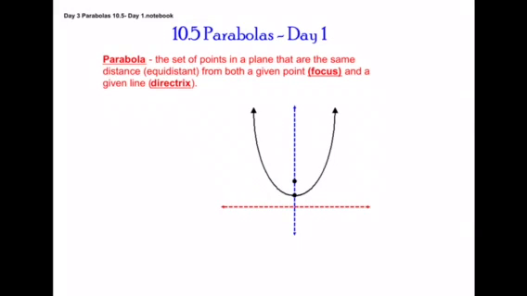Parabolas, day 1. A parabola is the set of points in a plane that are the same distance, equidistant, from both a given point, which we call the focus, and a given line, the directrix. So we can label these points on our parabola. This point right here is what we refer to as the vertex. This point right here is what we call the focus. This line is called our directrix.